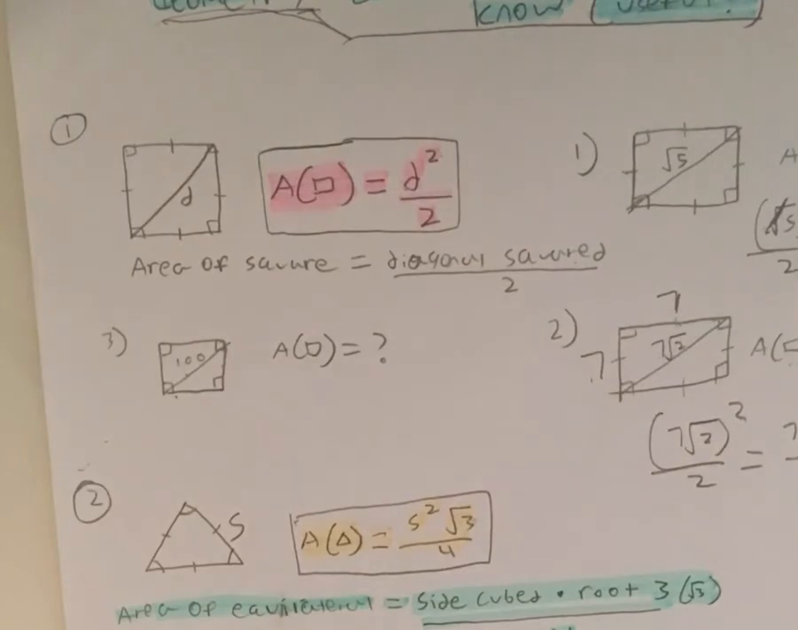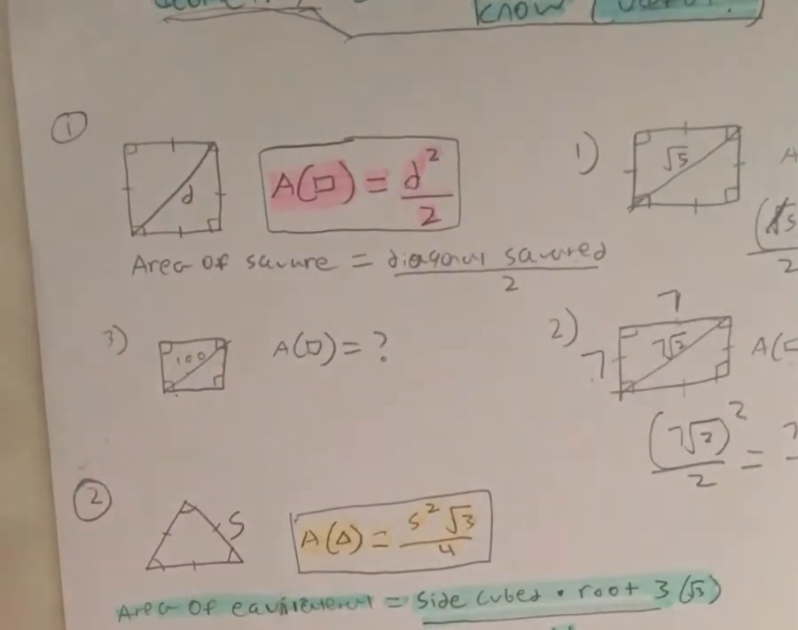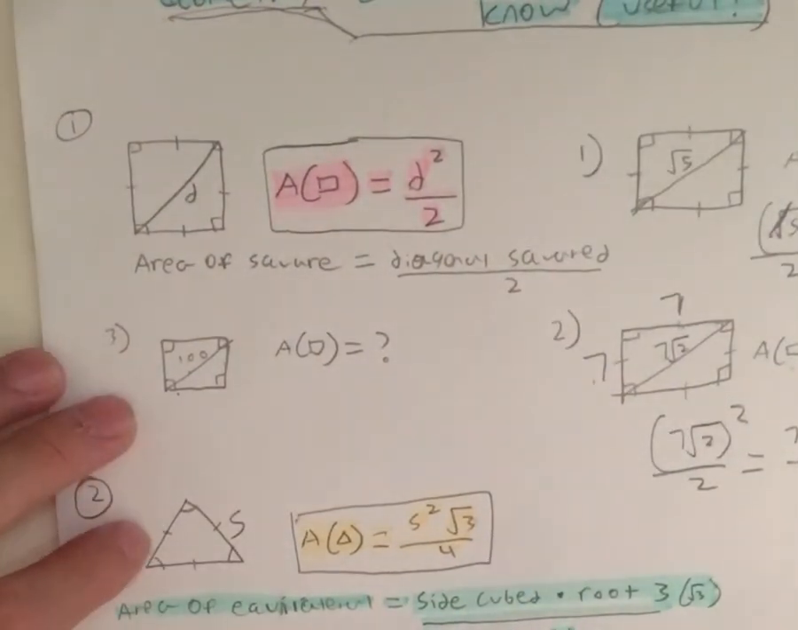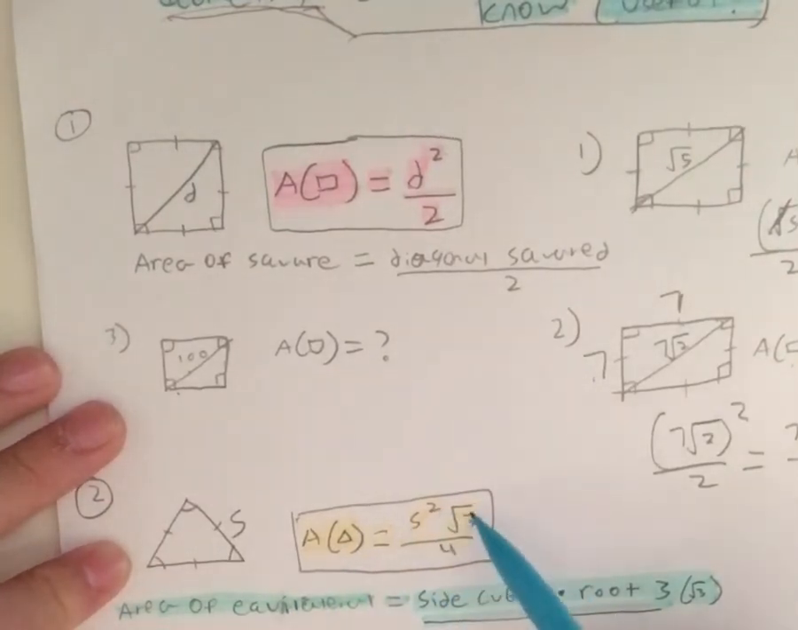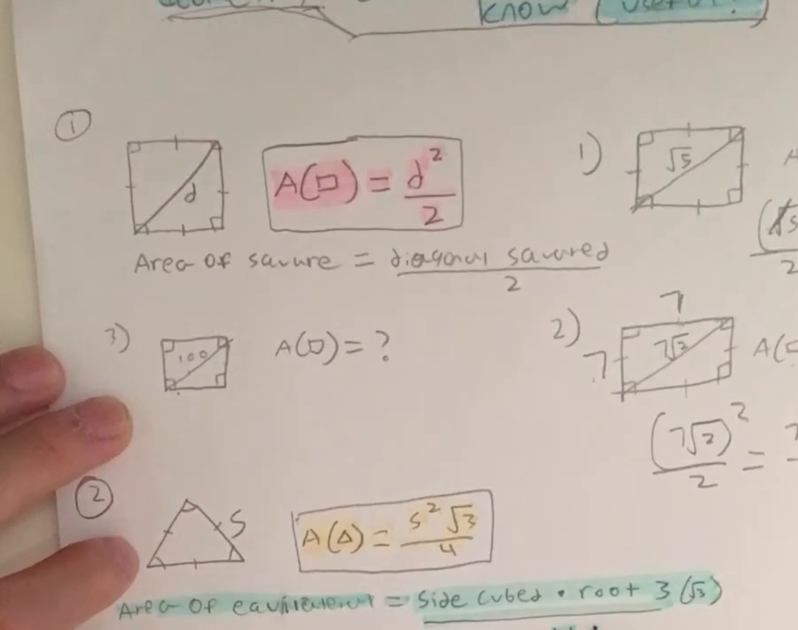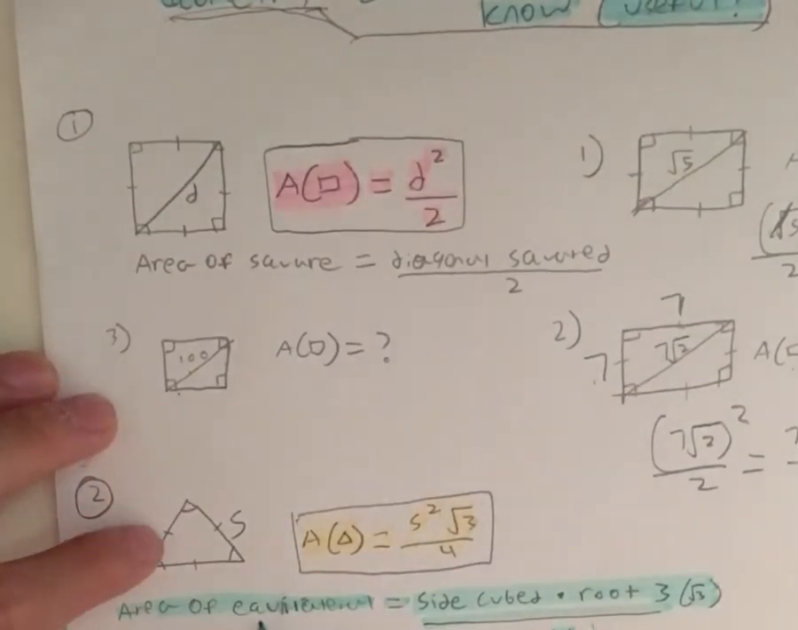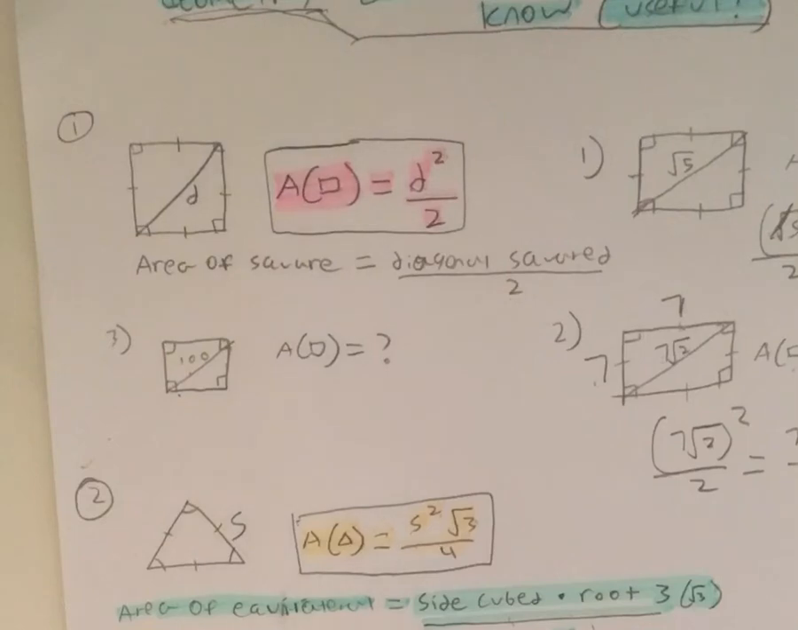So let me tell you how to get the area of an equilateral triangle. Given a side length, to find the area of an equilateral triangle, it's going to be s squared root 3 over 4. I wrote this out in word form: the area of an equilateral triangle is going to be the side squared times root 3 over 4. So let's apply this to one of the questions.